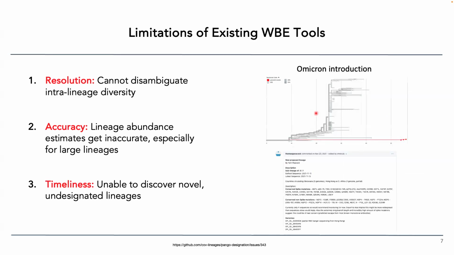The third one is that of timeliness. So the existing tools are dependent on mutation signatures of designated lineages. And as I mentioned before, with lower sequencing rates, there are delays in designating new lineages, which makes it very hard to discover emerging variants using wastewater. And if a new variant came up, even though we have it in our database, we would still not be able to start searching or analyzing for it in the wastewater due to these associated delays.